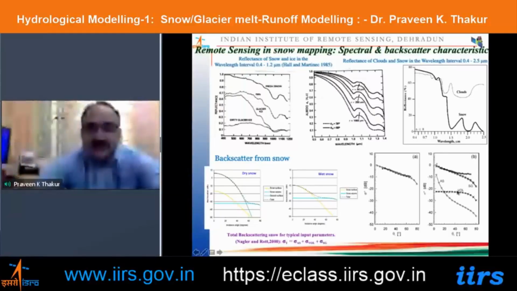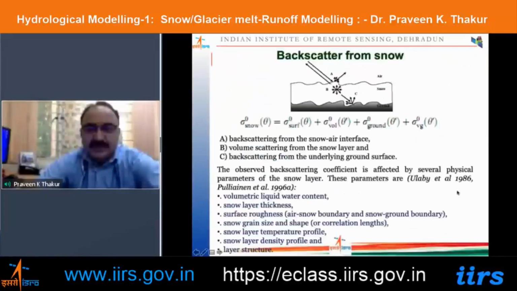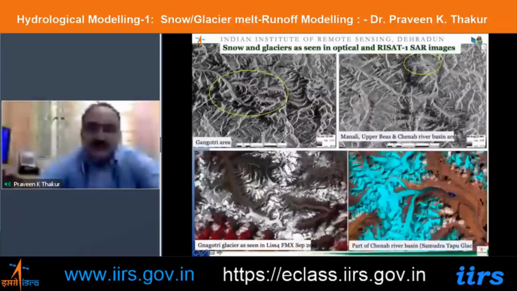This is the schematic of the backscatter coming from the air-snow interface if it is wet snow, the ground-snow interface if it is dry snow, and volume if you have high frequency. Otherwise, it will be negligible for low frequency SAR data. So this is how you see an image of the radar data in HH polarization for the Gangotri Glacier. This is the multispectral data, normal color composite.